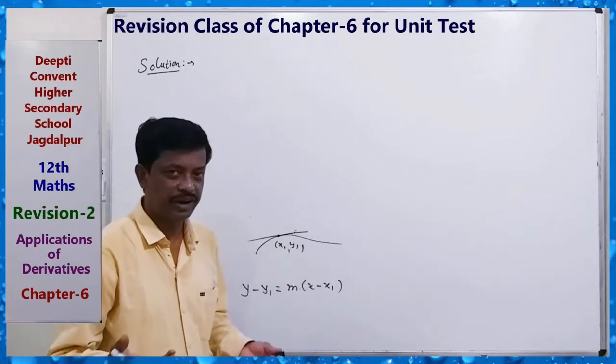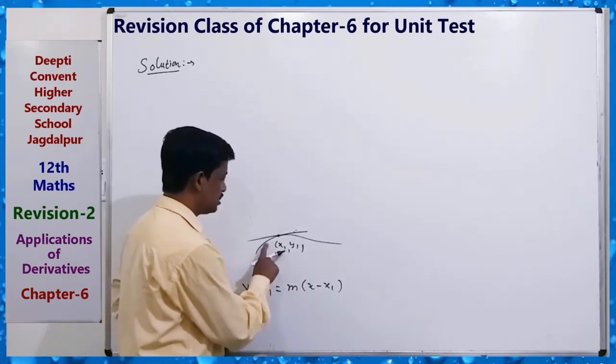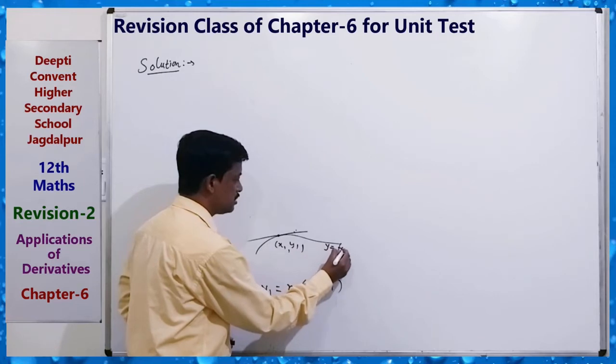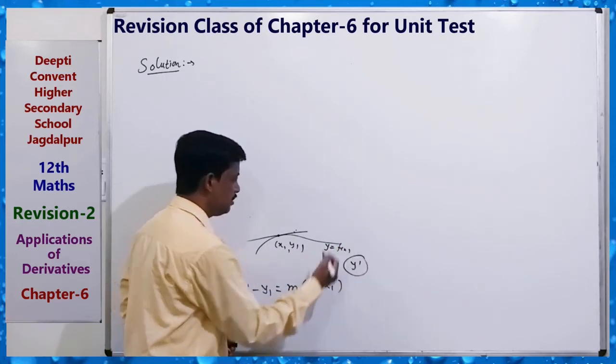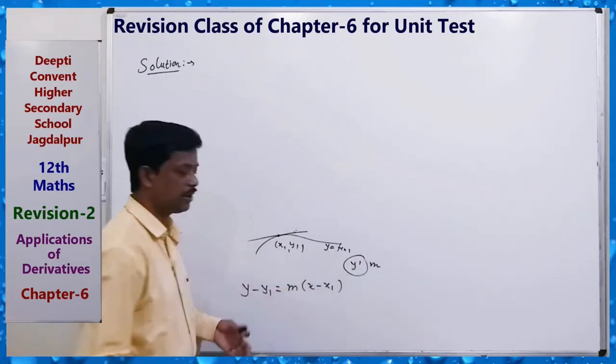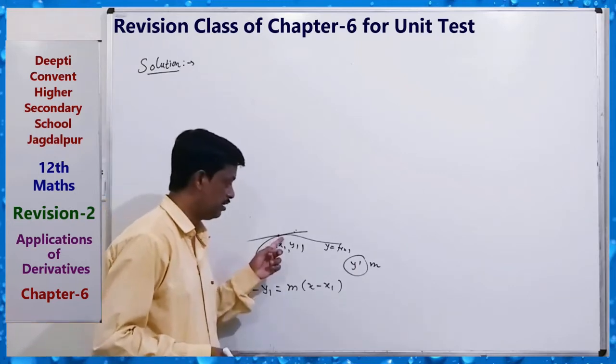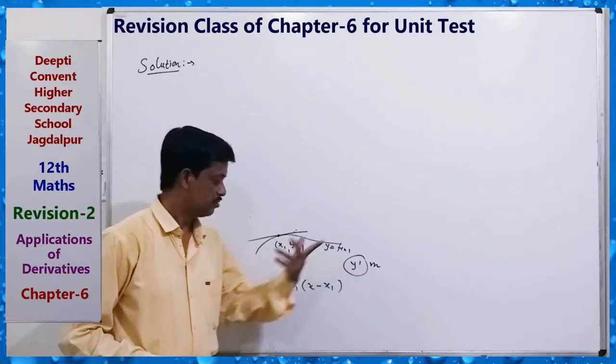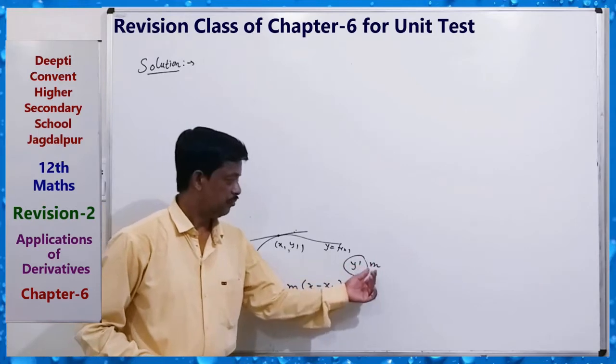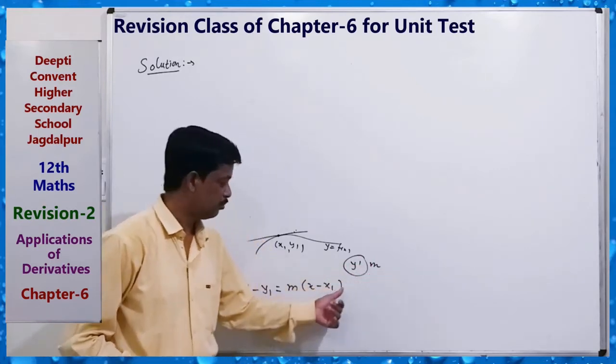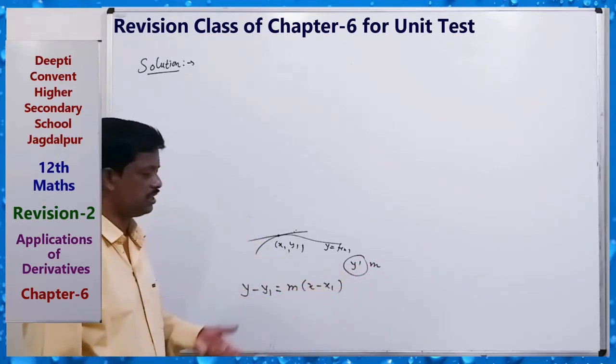Slope can be found by the derivative of the function. If y equals f(x), then y dash represents the slope. So the slope can be found at this point. If we find the slope and the point, then we can get the equation of the tangent.